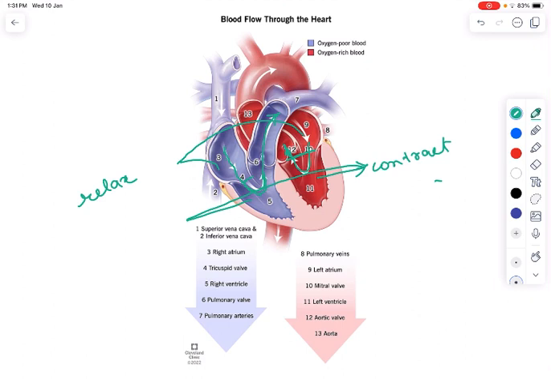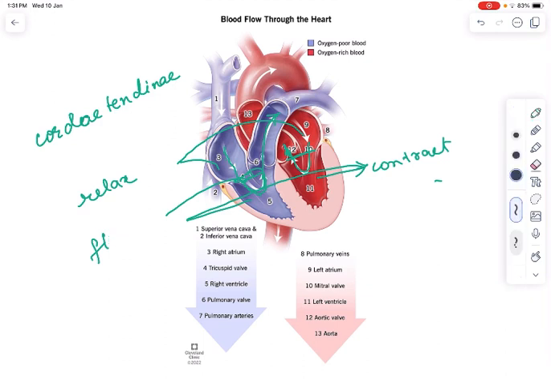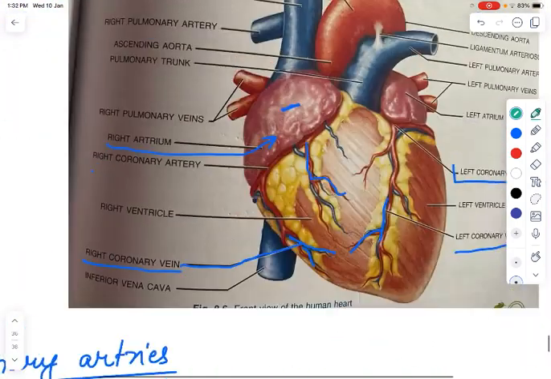And there are chordae tendineae. What will it do? It will hold the flaps. Here there will be flaps जिसे हम valve कहते हैं. That flap वो क्लोज हो जाएगा and it is attached with the chordae tendineae. These chordae tendineae hold the flap of the valve in position and prevent their overturning into the atria. And ये मैं एक डायग्राम से आपको दिखाती हूँ.